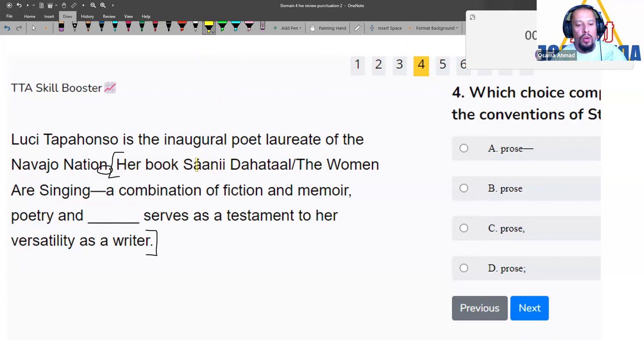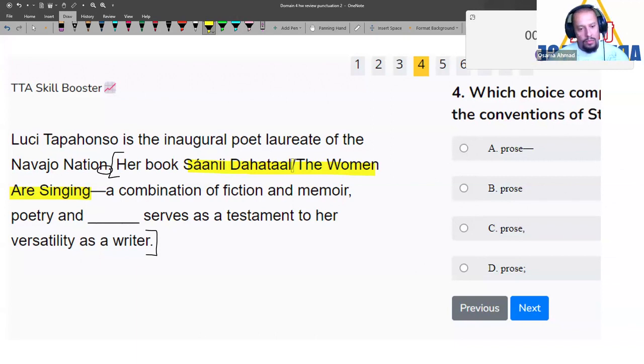No, this is the name of the book. Her book, "The Women Are Singing." This is the name of the book. So it's not a subject or a verb. It's actually an adjective clause. It tells you the name of something. Okay.